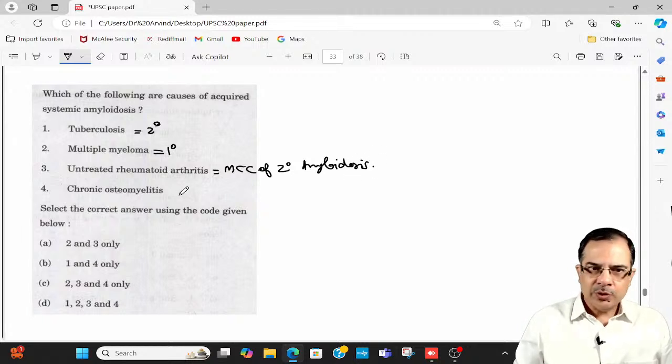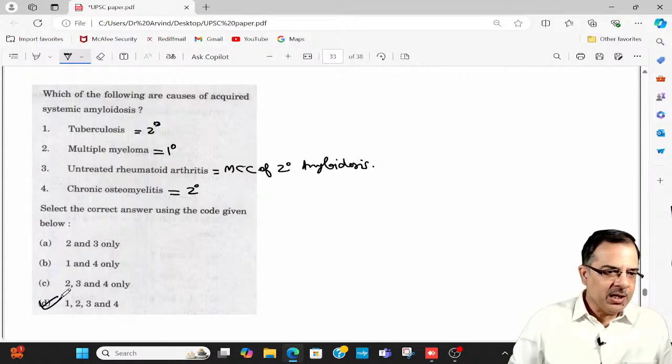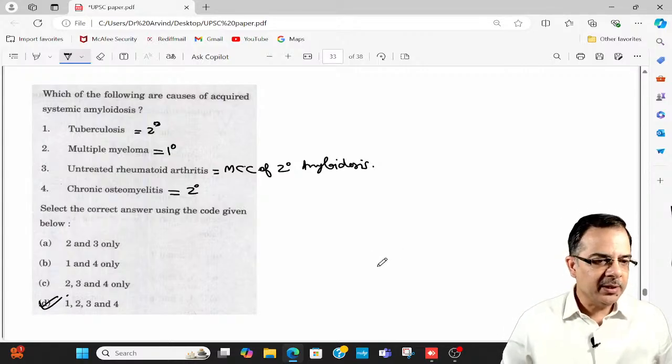Chronic osteomyelitis. Chronic osteomyelitis is true. This is a secondary amyloidosis. So answer will be all the above. D will be the correct answer here. Correct answer.